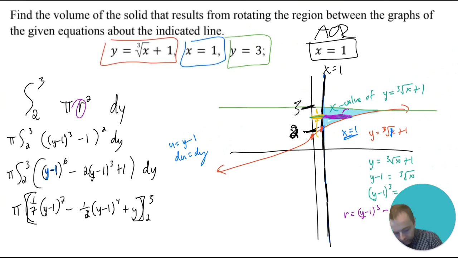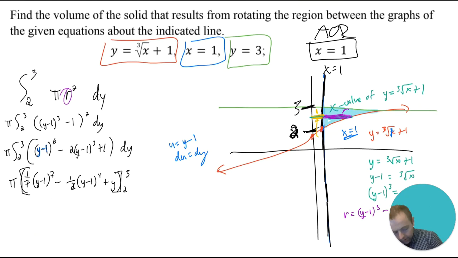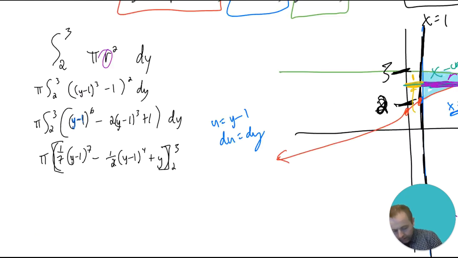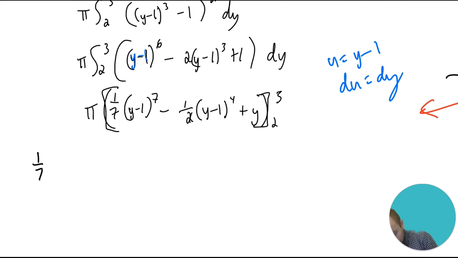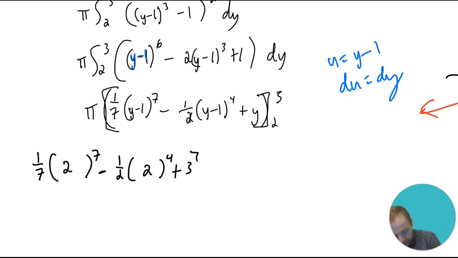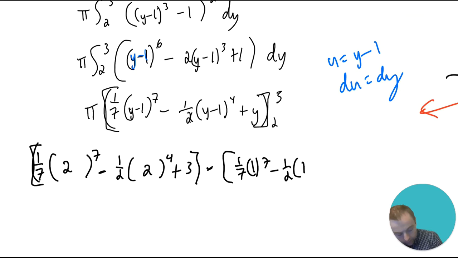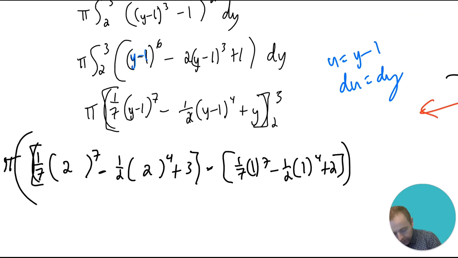I think I'll work through all of this right here. It doesn't turn out as crazy as the last one, I guess. Okay, so we'd want to plug in 3 first of all. So you'd have 1/7. If you plug in 3, you'd minus the 1 and become 2 to the 7th then, and then minus half. Again, you get a 2 when you put in 3, to the 4th, and then plus 3. That whole thing right there. And then you subtract this whole thing where if you plug in 2, you get 1/7 times 2 minus 1 is 1 to the 7th, minus half, 1 to the 4th, plus 2. And then all that gets multiplied by pi.